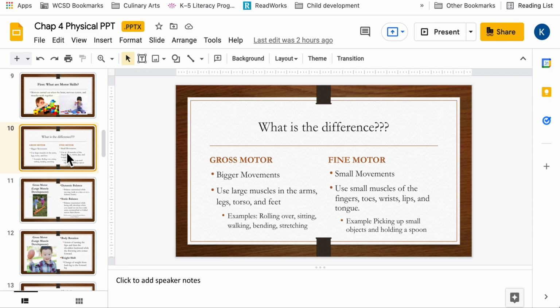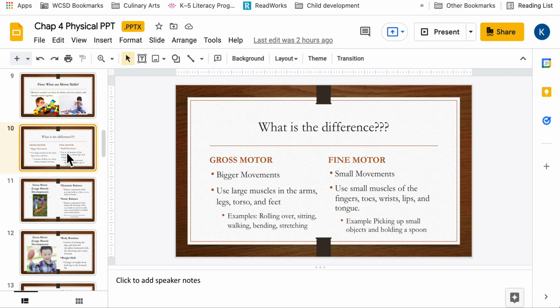So starting with gross motor, that's where we have bigger movements, which are using large muscles. Okay, so that's the word that's missing. Make sure you get large written down. So large muscles, so think of your arms, your legs, your torso, your feet, all those big areas in the body, right? Examples of large muscles that would be used would be anytime kids are rolling over, sitting up without falling down, crawling, walking, running, skipping, jumping, bending and stretching. All of these large muscles are being used to do those actions.